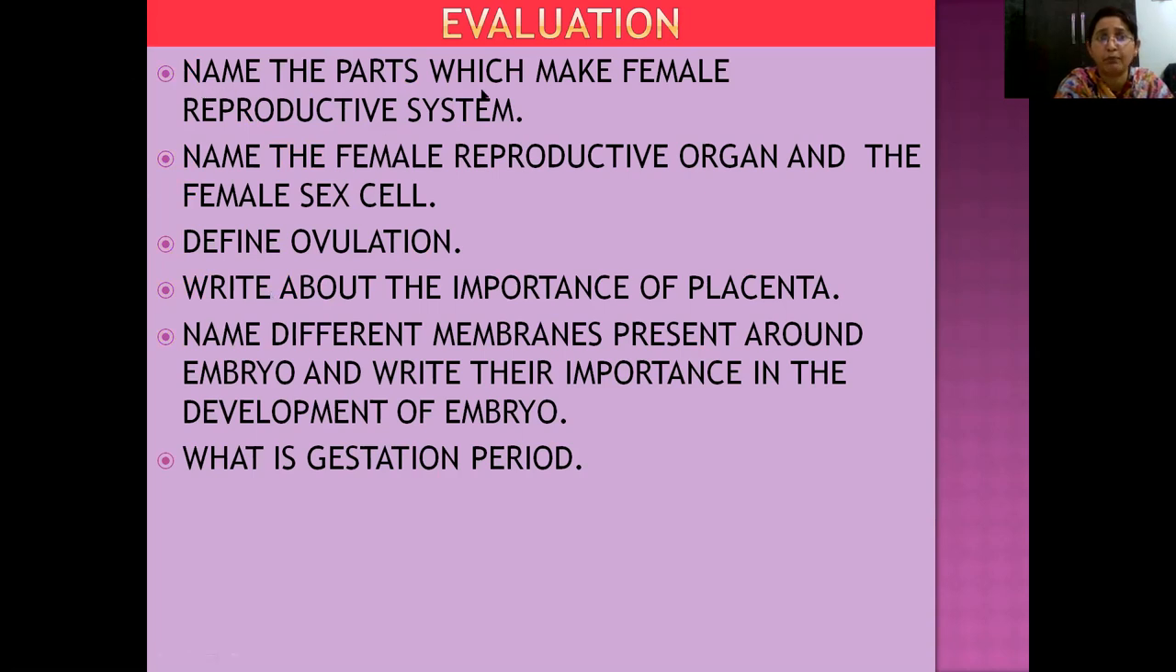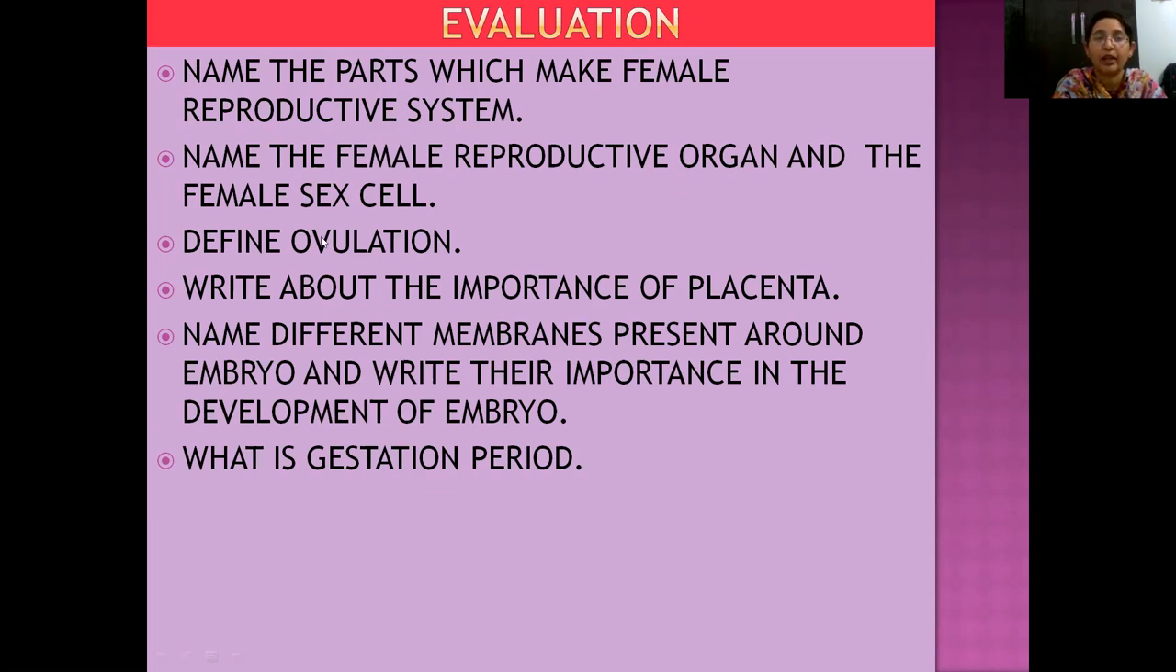So the first question is, name the parts which make the female reproductive system. What are the parts present in the female reproductive system? First, a pair of ovaries, a pair of fallopian tubes, a centrally located uterus, vagina, and also the mammary glands are an integral part of the female reproductive system. Next, the second one is, name the female reproductive organ and the female sex cell. What is the female reproductive organ? It is the ovary. What is the female sex cell here? This is the ovum, which can also be called egg.